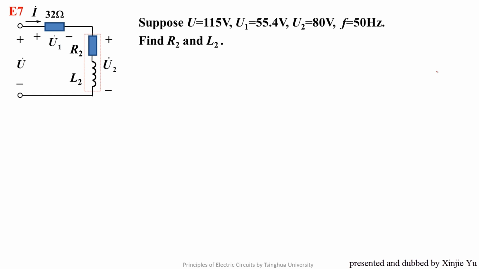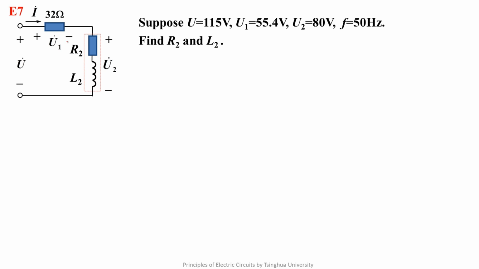This is the last example for this lecture. Here's a serial connection of a resistor and a coil. The RMS value of the port voltage is 115 volts. The RMS value of the resistor voltage is 55.4 volts. The RMS value of the coil voltage is 80 volts. The working frequency of the circuit is 50 Hz.